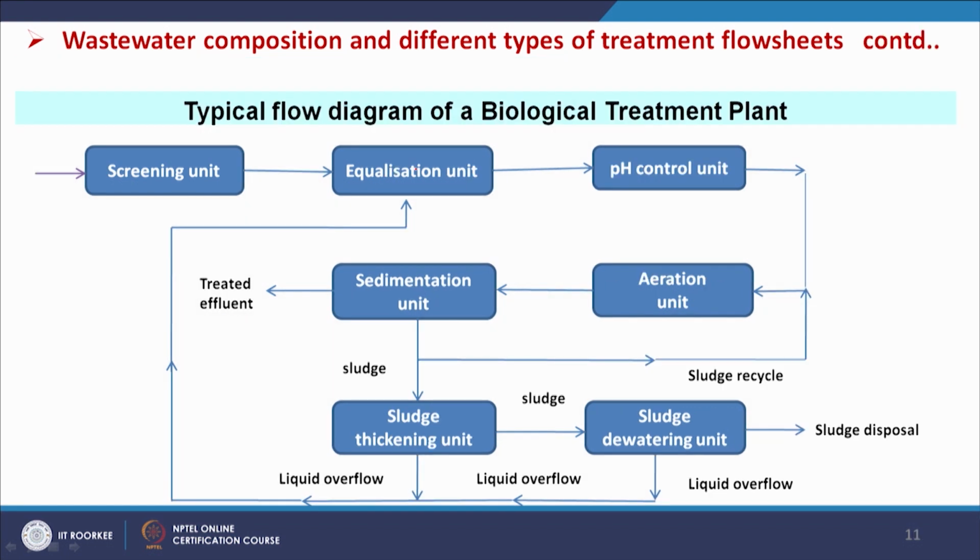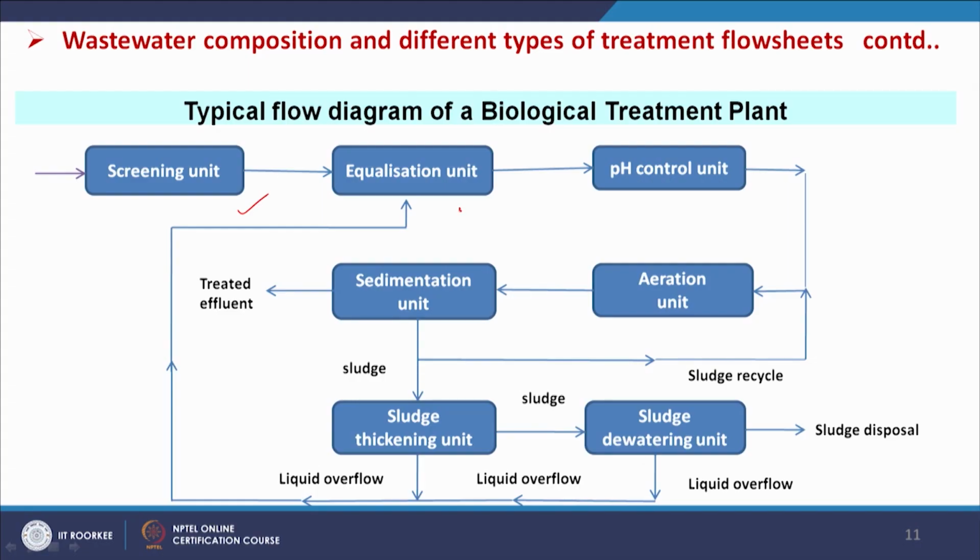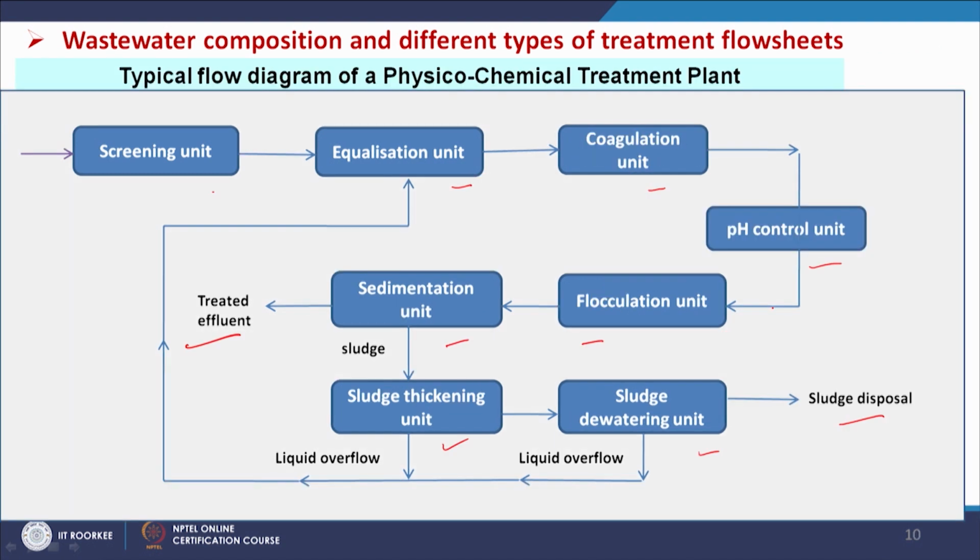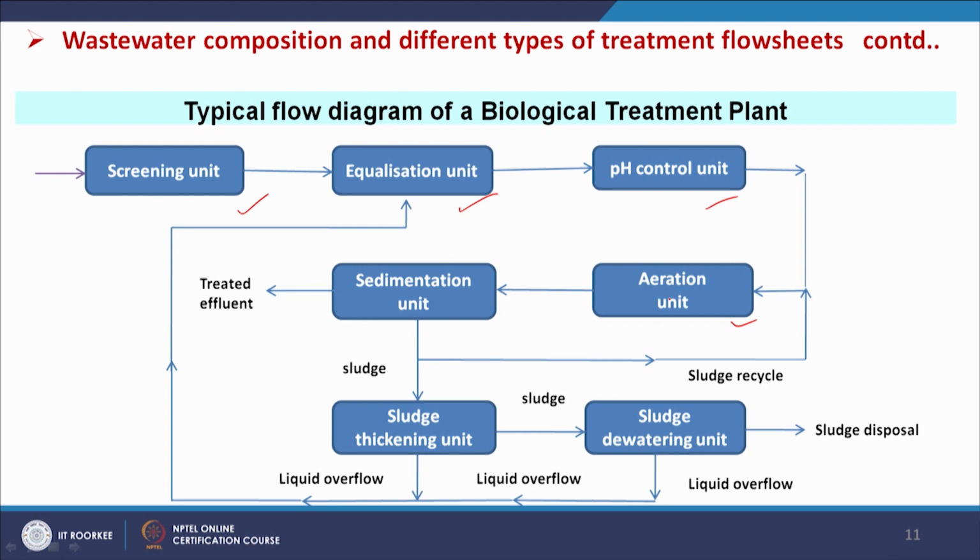On the other side, if organic matter is present but other contaminants are not present in excess amounts, in that case we can use the biological treatment scheme: screening unit, equalization unit, pH control, then direct aeration unit. The flocculation unit is not available, or coagulation and flocculation are not there. So, directly we give some aeration and microbial addition and then go for the sedimentation unit. From this sedimentation unit we get treated effluent, and sludge will come out, which will again be thickened and then dewatered.